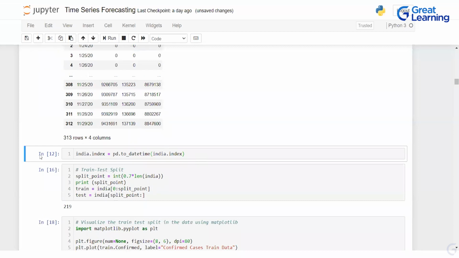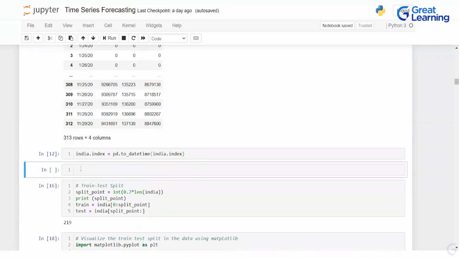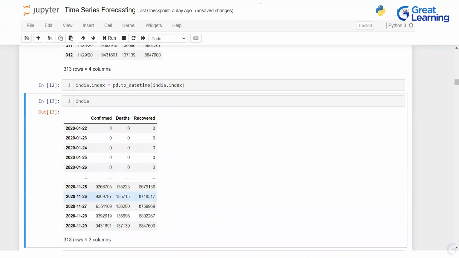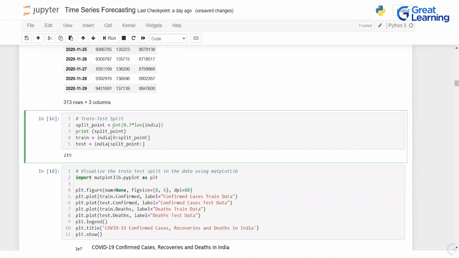Splitting it now, if you want to see over here, India, this is how it looks like. It is in pretty good shape. Okay, split point is 70%, that's what I said, 70% of the total length. So from the start till 70% will go as train, and the rest will be test. I gave a split point, so 0 to split point would be train, and from the split point till the last would be my test data. This is the split point. The split point is 219. This is 70%, so in my train I will have 219 data points. The rest will go to my test.